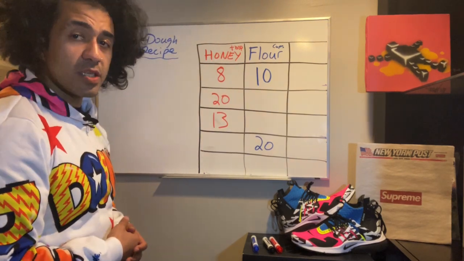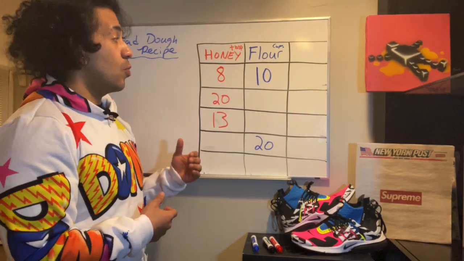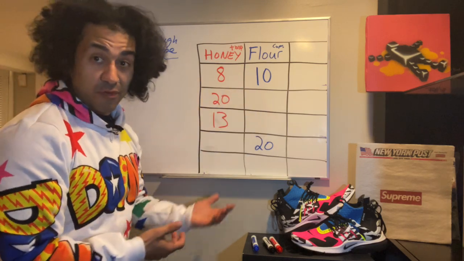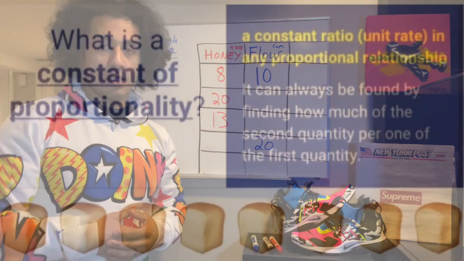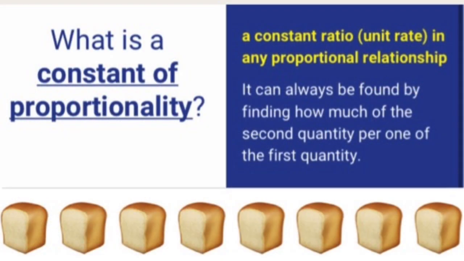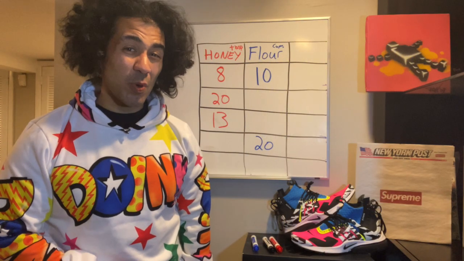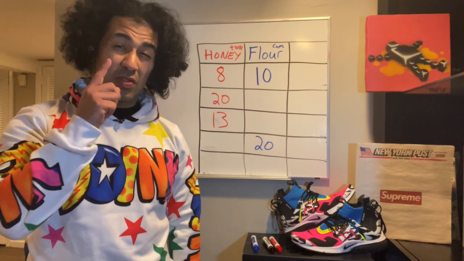Now, in order for us to better fill out the missing table, we need to find out something that's called the constant of proportionality. So what is the constant of proportionality? It is a constant ratio, a unit rate, in any proportional relationship. It can always be found by finding out how much of the second quantity per one of the first quantity. And that last part is very important. That unit rate is for one.